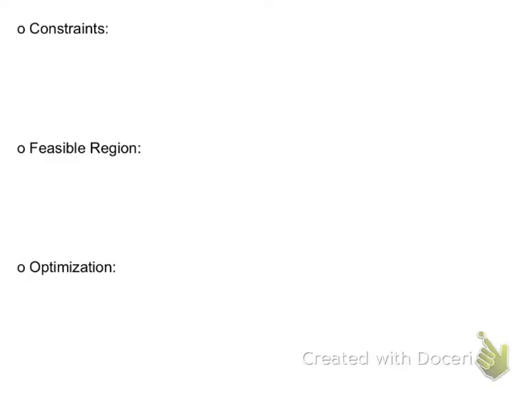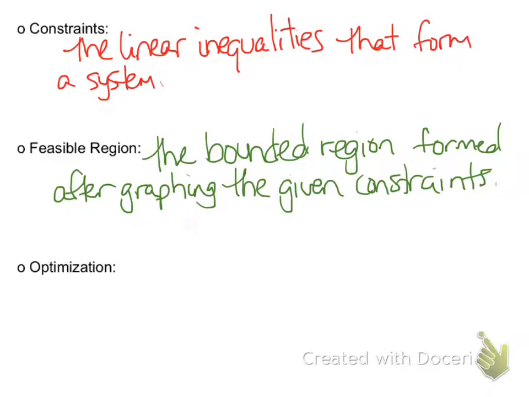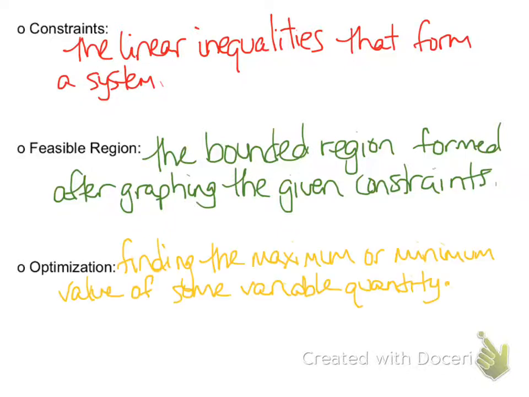So then we have our constraints. And our constraints are the linear inequalities that form the system. And so they're constraining and making a feasible region, which is the bounded region formed after graphing the constraints. So basically we're generally, not always, but generally going to be given a closed region after we graph our inequalities, and then we're going to optimize it.